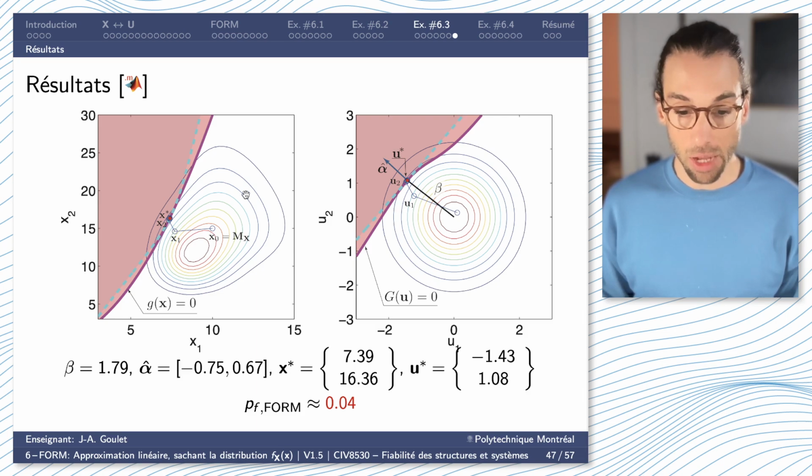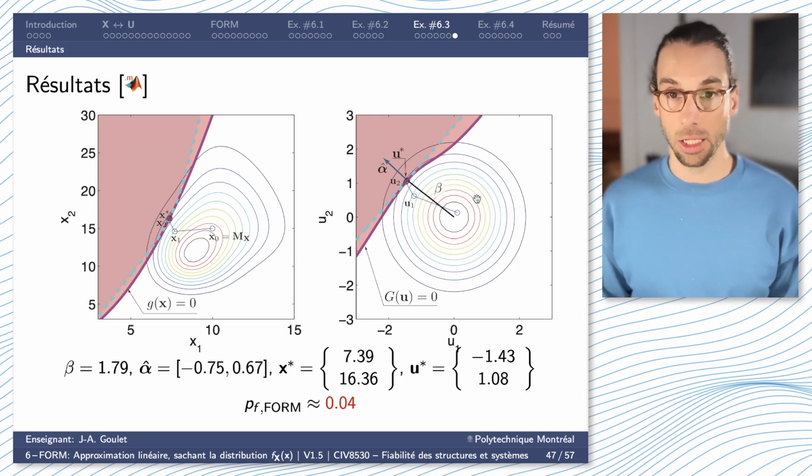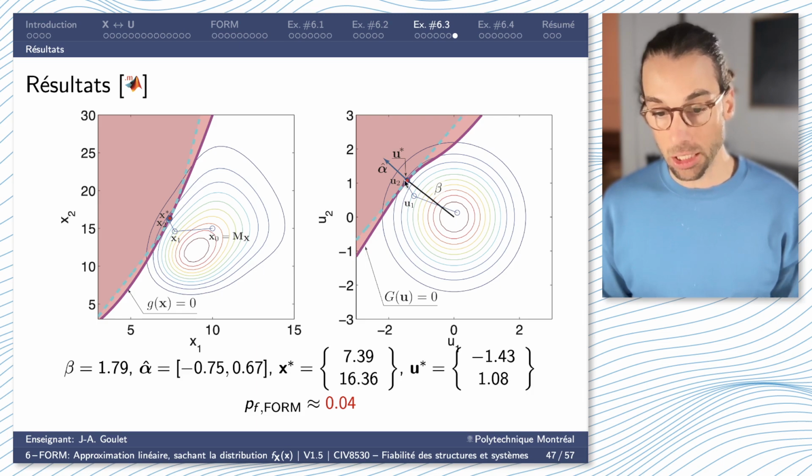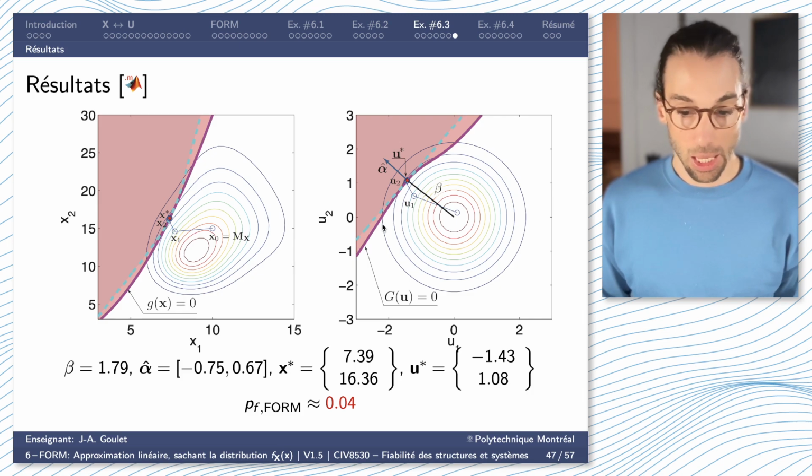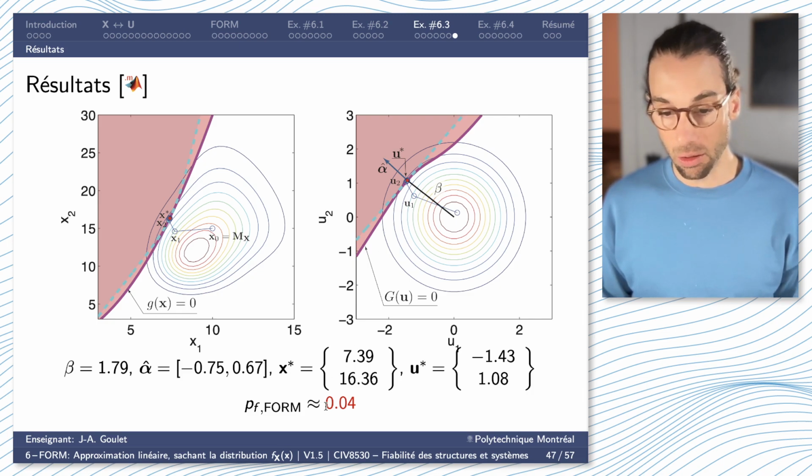What we can see here, we have our joint PDF. We can see it's a nonlinear limit state function. We transform into the standard normal space. We have that, again, nonlinear transformation of our limit state surface. And here our probability of failure is 0.04.